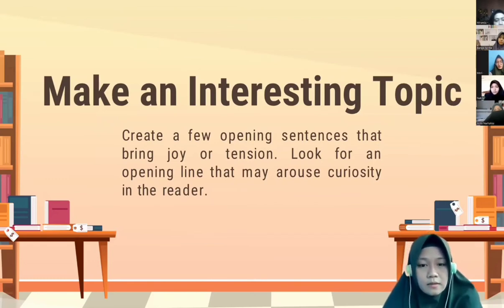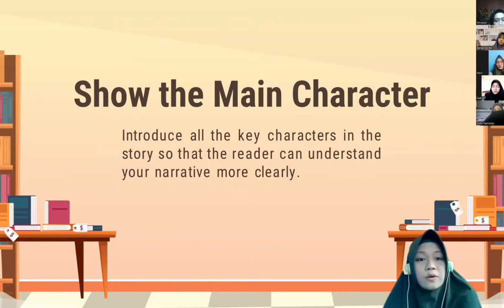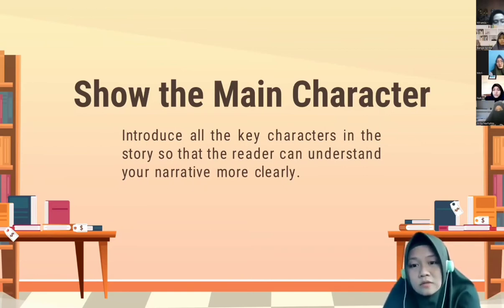And then, show the main character. So how to write this type of writing is to display the main character involved in the story. So introduce all the key characters in the story so that your reader can understand your narrative more clearly. You can show some of the characters you think are having a powerful role in the narrative.